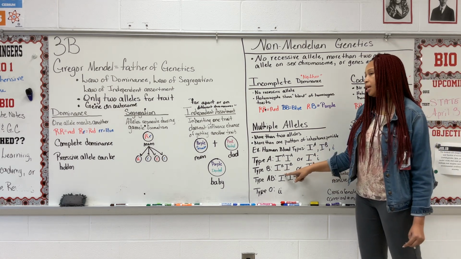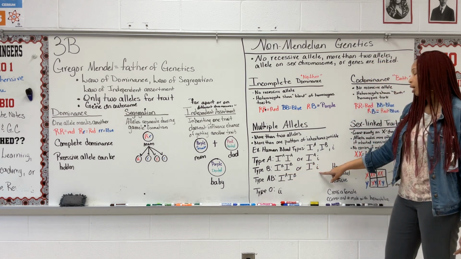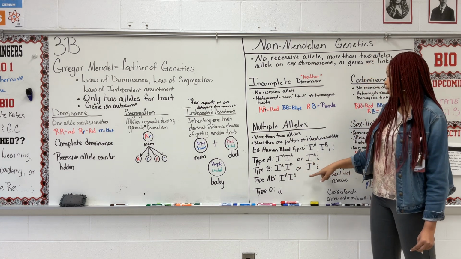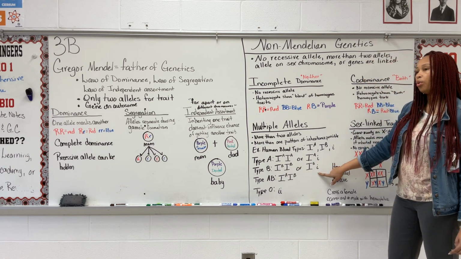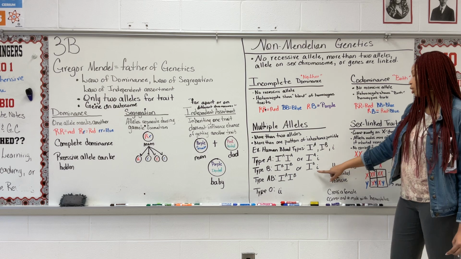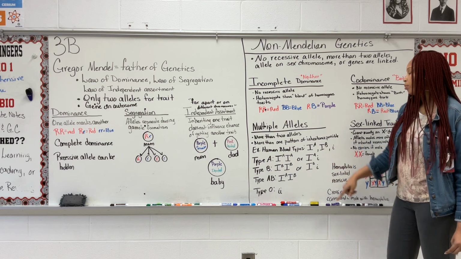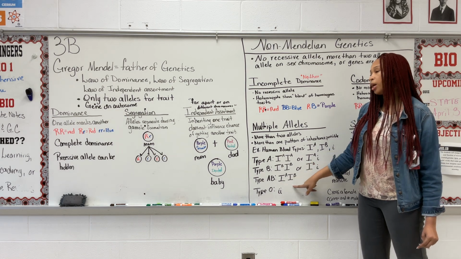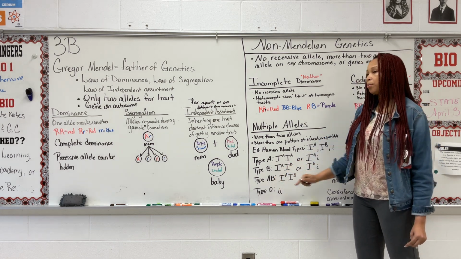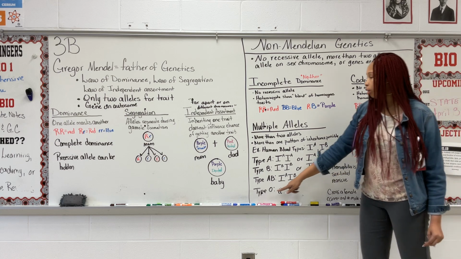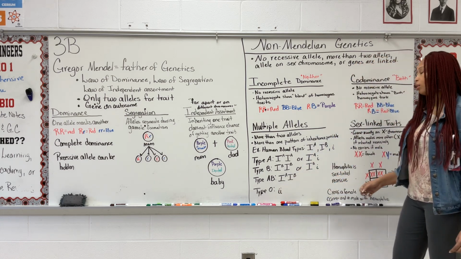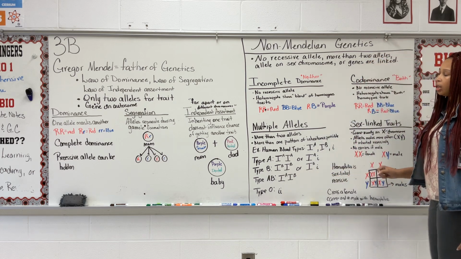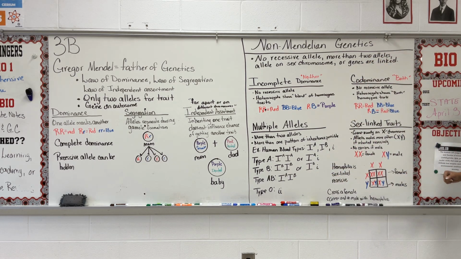If I'm type B, I can be homozygous or heterozygous. I can have two B alleles and be homozygous for B, but if I have one B and one O, then I am heterozygous for B because O is recessive to B. But if I get one A allele and one B allele, this is codominant, so my blood type will be AB. And the only way to be type O is to have two recessive alleles because O is recessive. So if I'm type O, I will have two O alleles. I can only be homozygous for type O.